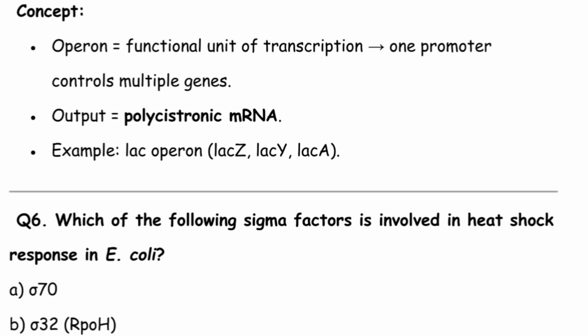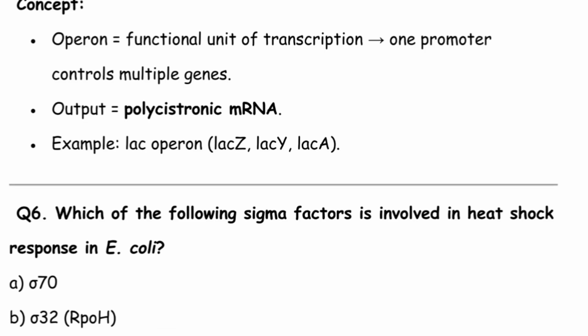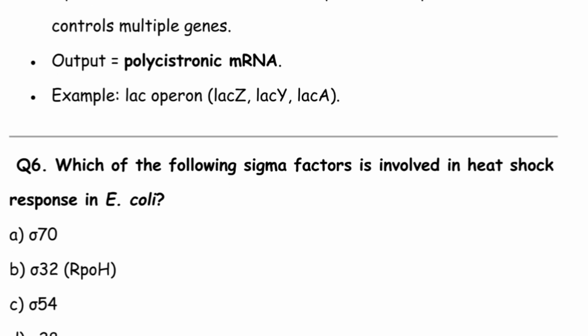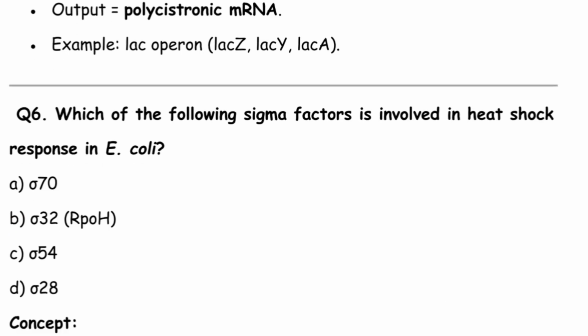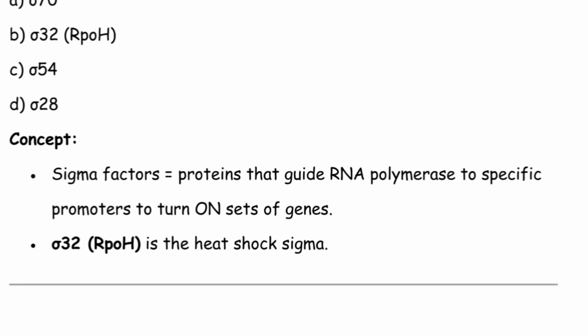Next question: which of the following sigma factors is involved in the heat shock response in E. coli? Sigma 70, sigma 32, sigma 54 or sigma 28? The correct answer is sigma 32. Now what is this sigma 32? Sigma factors are proteins that guide RNA polymerases to specific promoters to turn on sets of genes, and sigma 32, which is encoded by the gene rpoH, has its role in the heat shock mechanism.